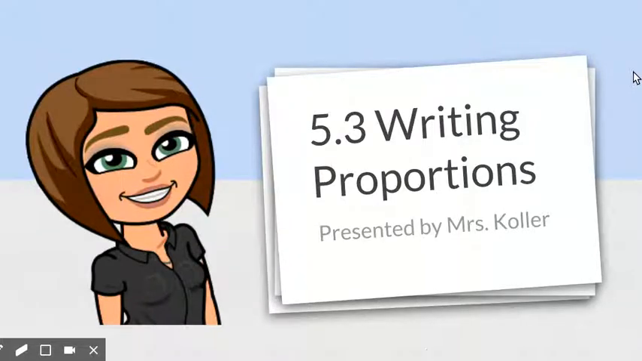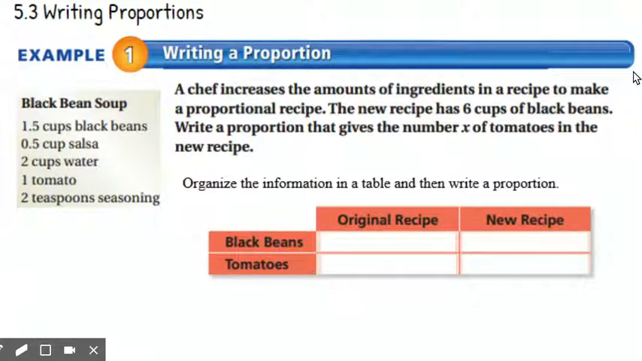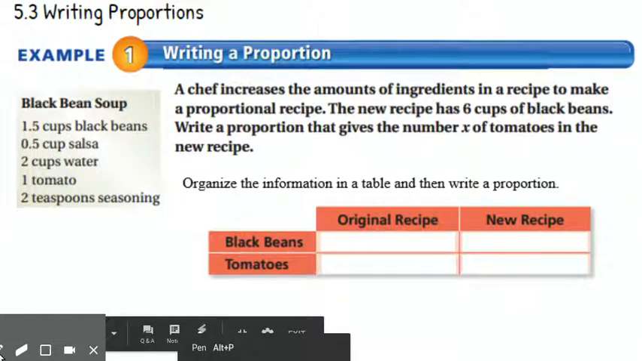Today we're going to do section 5.3, writing proportions. So make sure you have your guided notes out. If not, go ahead and write this down on a piece of notebook paper. If you need to pause the video to find your notes, this is what they look like. 5.3, writing proportions at the top, and example 1 with a black bean soup recipe and a chart to go ahead and fill in.